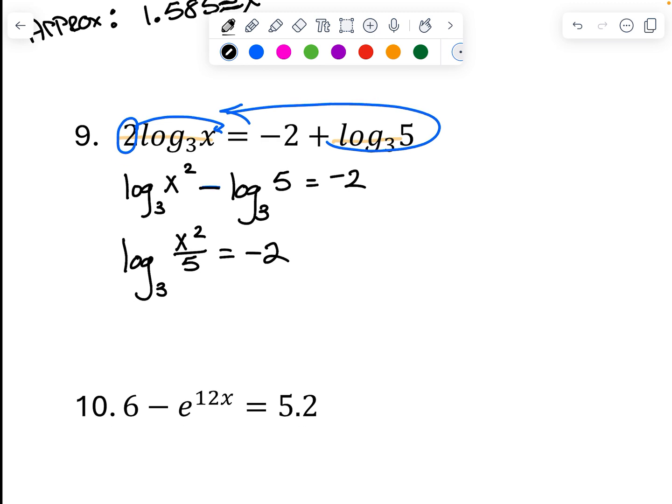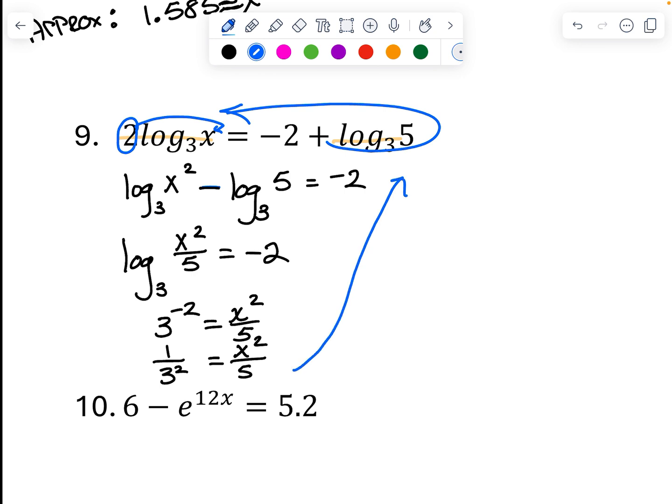So now, since the variable is in the argument of a log, I am going to change the logarithm to an exponential. So that is 3 to the negative second power equals x to the second power divided by 5. That's 1 over 3 squared is equal to x to the second power divided by 5. I'm also going to multiply by 5. So that's going to give me 5/9 is equal to x squared. So that's going to give me the square root of 5 over 3 is equal to x.